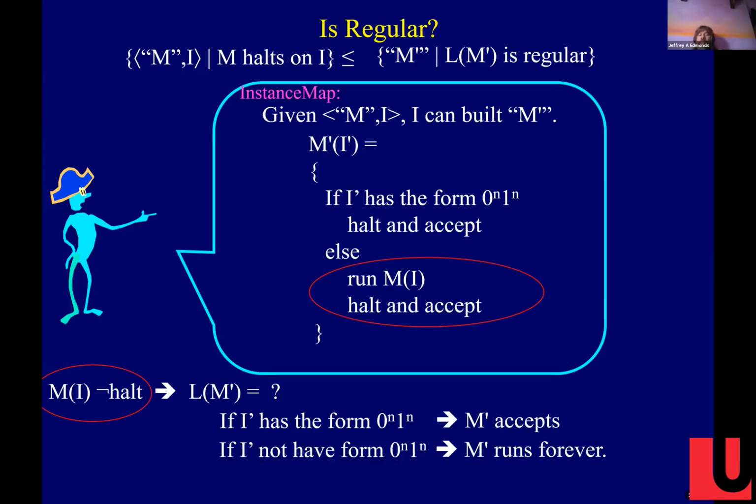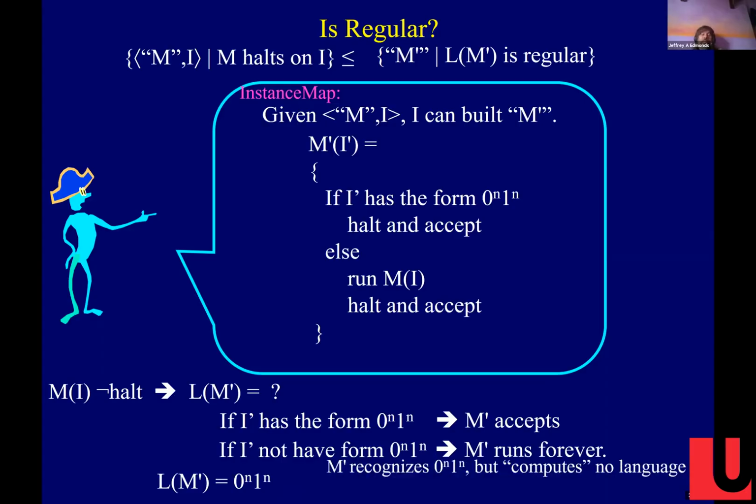So what's the language of M prime? The language of M prime is 0 to the n, 1 to the n. M prime says yes to inputs of the form 0 to the n, 1 to the n, and it runs forever on every other type of input. So the language of M prime is 0 to the n, 1 to the n. Everybody get that?